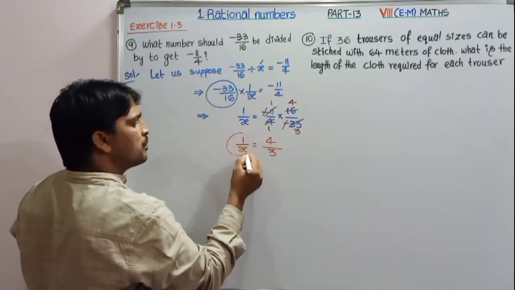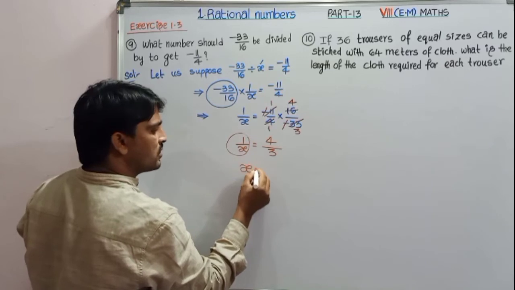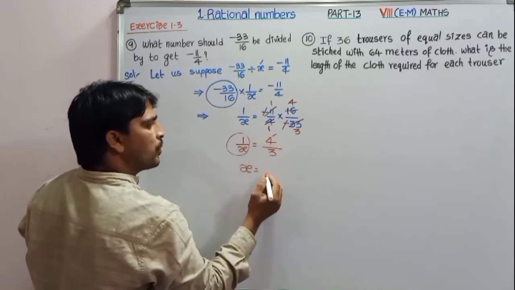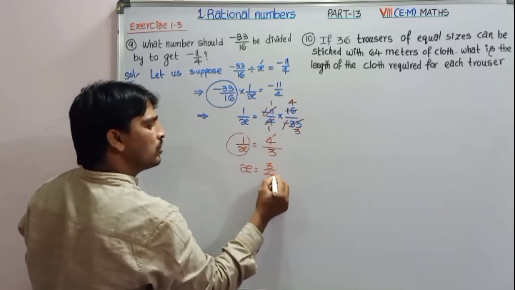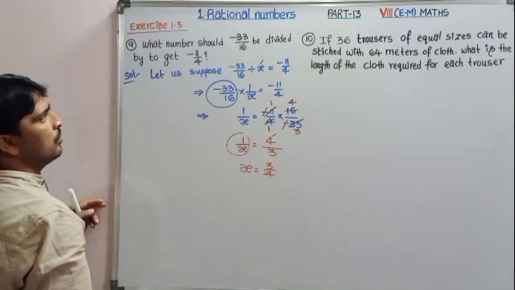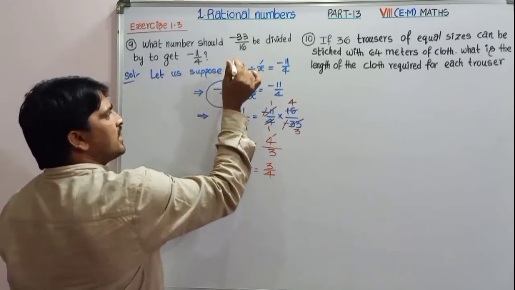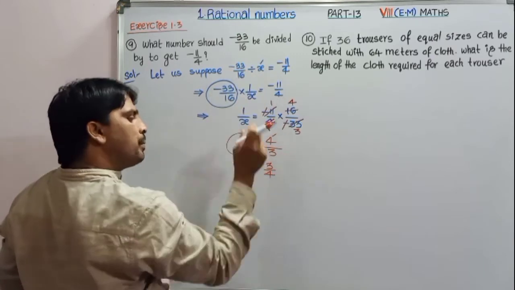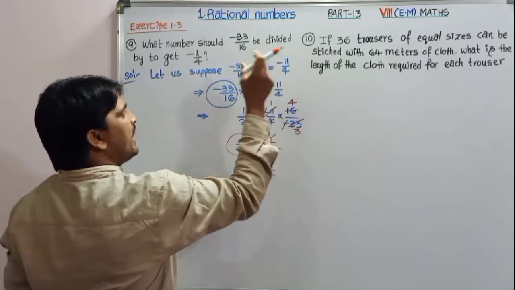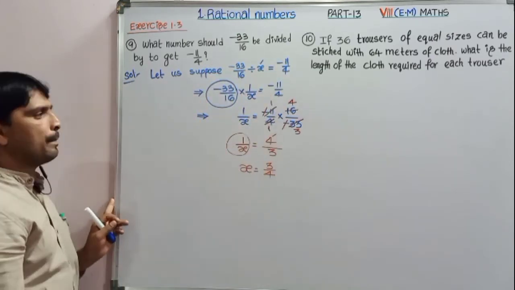But we have to find the x value. Consider again the reciprocal of 1 by x, that is x. As well as consider the reciprocal of 4 by 3, that is 3 by 4. So x equal to what? 3 by 4. That is minus 33 by 16 divided by 3 by 4. So we get minus 11 by 4. Okay?